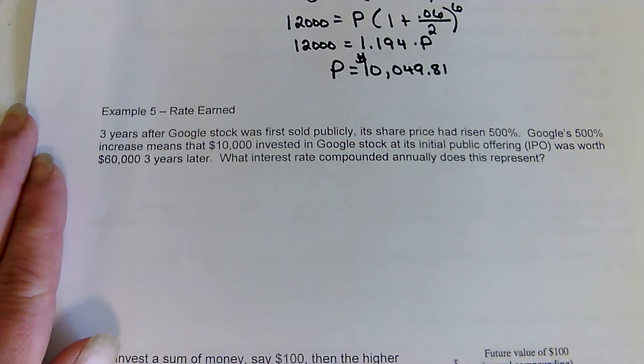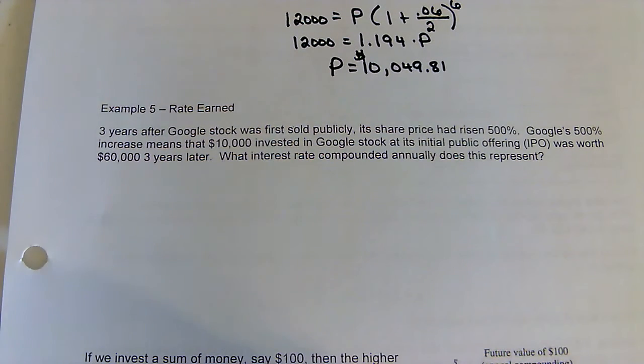Let me see how much more we got of it. Okay, let's do this last one in this section, and then I'll put the rest in another video. Rate earned. 3 years after Google stock was first sold publicly, its share price had risen 500%. Google's 500% increase means that $10,000 invested in Google stock at its initial public offering, which is what IPO stands for, was worth $60,000 3 years later. What interest rate, compounded annually, does this represent?